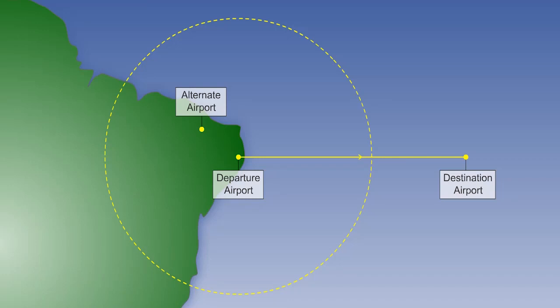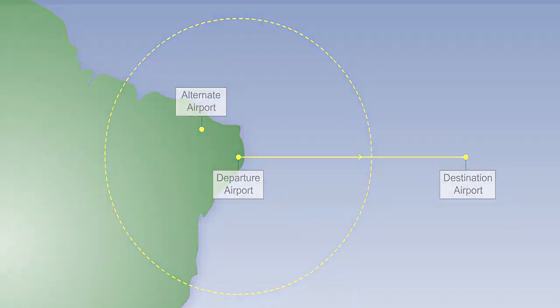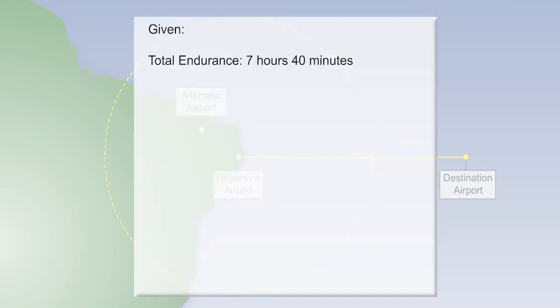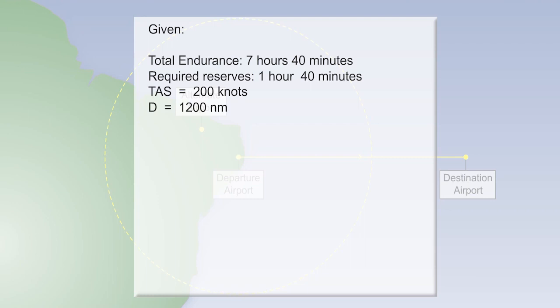In this lesson, we'll start by checking that we can use the basic point of safe return equation. Here is a typical question. Your total endurance is 7 hours and 40 minutes. Required reserves are 1 hour and 40 minutes. The true airspeed is 200 knots. The distance from departure to destination is 1200 nautical miles.